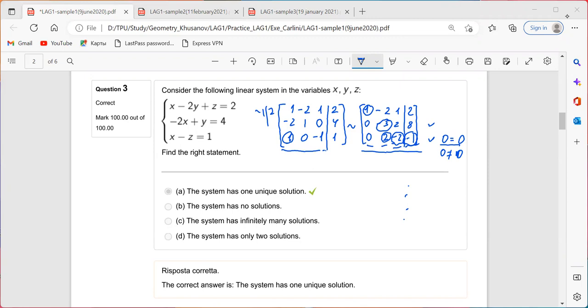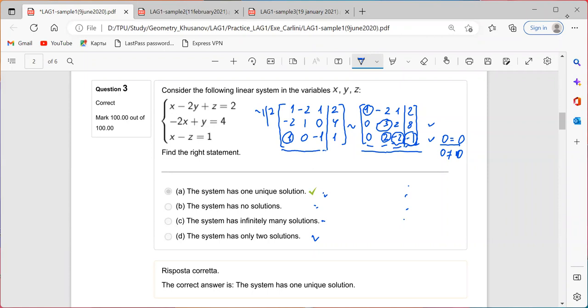Again, could our system have two solutions? Two solutions cannot be. Why? Because any system of equations may have only 3 possibilities for the number of solutions: a unique solution, 1 solution; no solution; or infinitely many solutions. These are the possible variants for the number of solutions. Never will we have only 2 solutions.